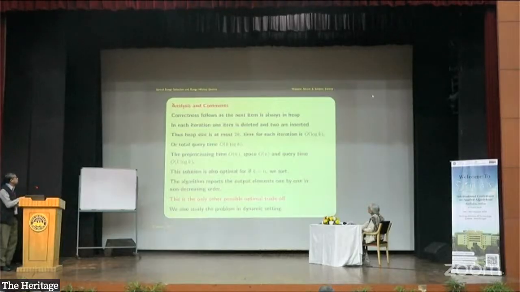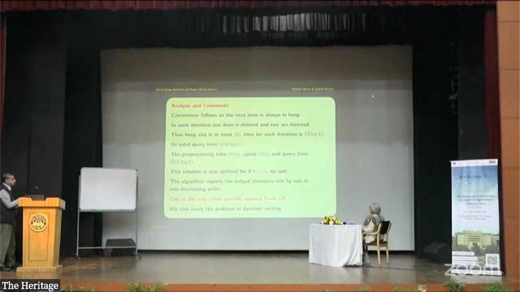The correctness is obvious because the next smallest item is always in the heap. In each iteration, we are deleting one item and inserting two items. So after k iterations, the heap size cannot be more than 2k. Hence, time for each iteration will be order of log k. So the total query time will be k times order of log k.